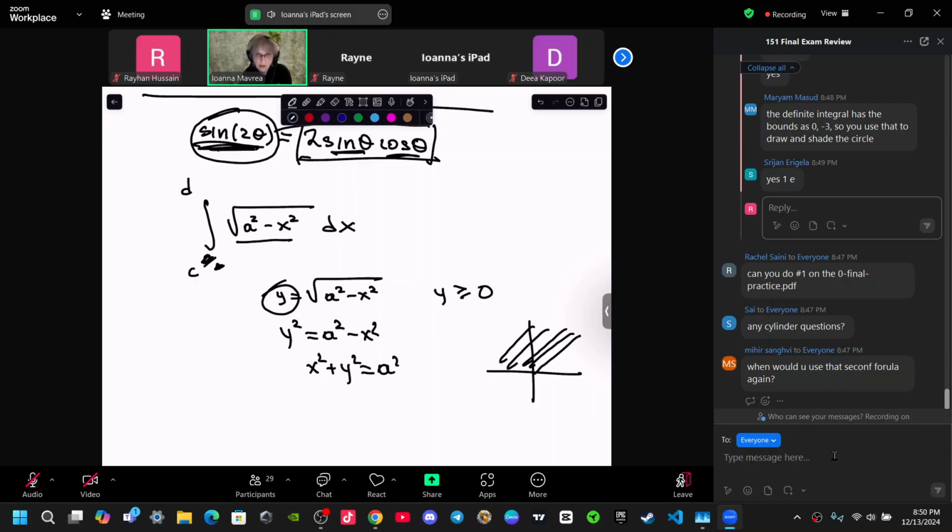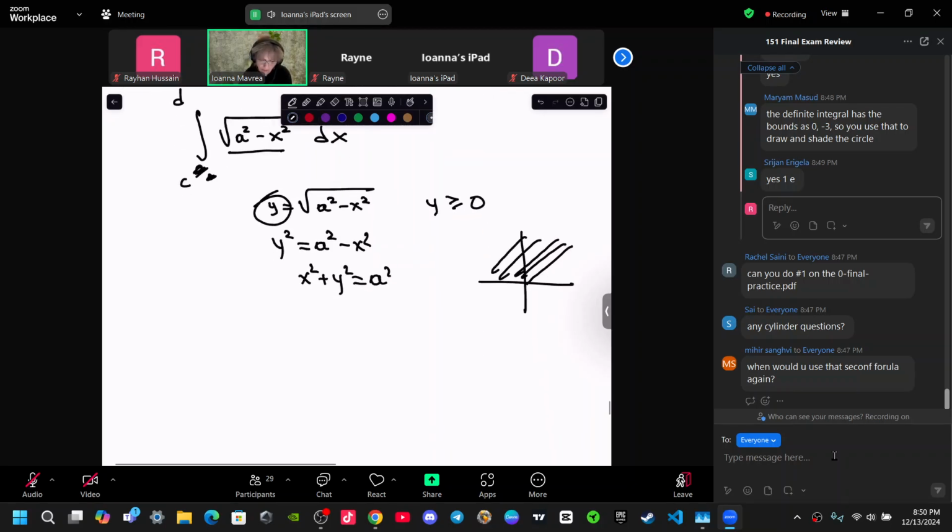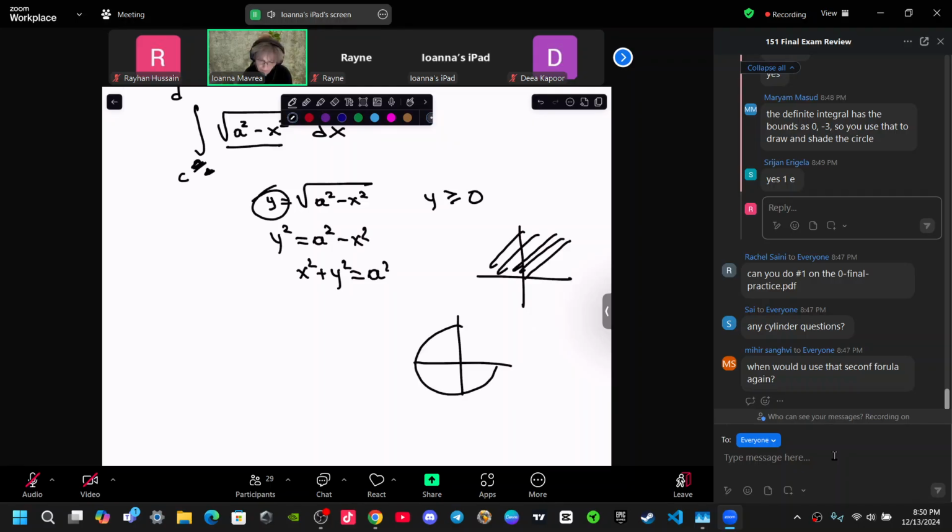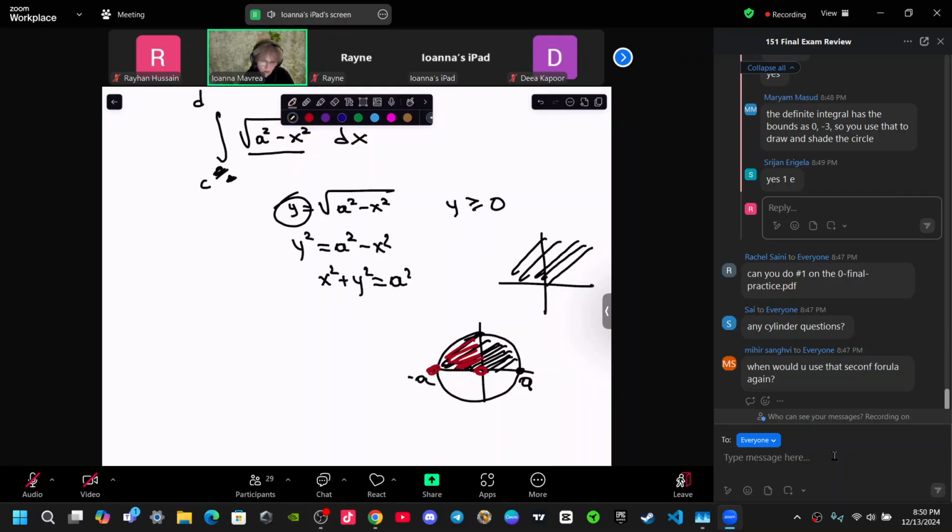Y is not negative, so I don't have the whole circle. I only have the top part of the circle. And do I have the whole top? Well, the limits will tell me. Do I go from negative a to a? Then I have the whole top. If the limits say only go from negative a to 0, then I'll only have this part, a quarter of the circle, right?